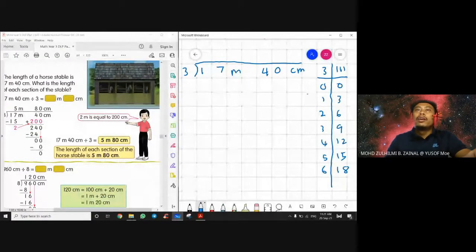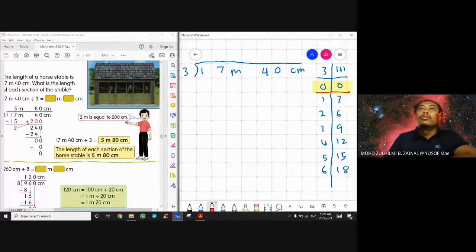Okay, first we can see here the question is 17 meters. The first number is 1 and 7. If you want to do it one by one, we do step by step. Let's take 1 first. 1 is not there, right? 1 is in between 0 and 3. So you just take 0. Bring 0 down, bring 0 up. Minus, you get 1.